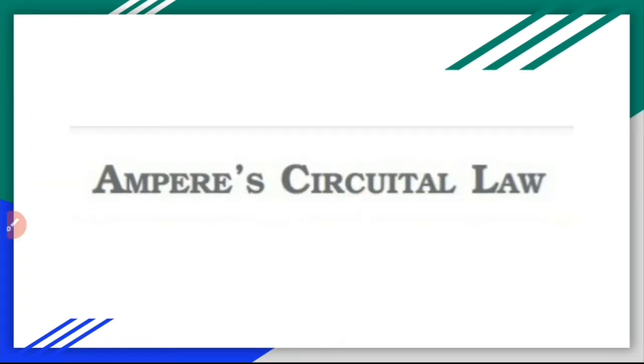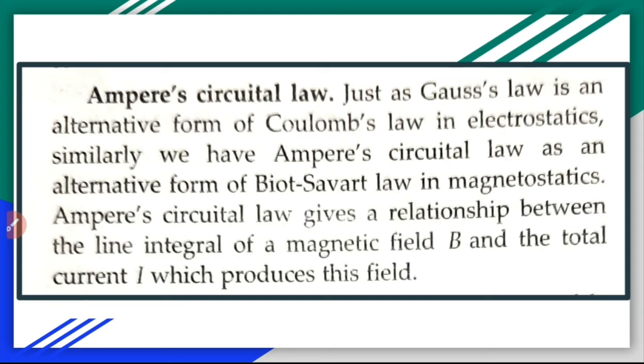Now coming to the next topic, that is Ampere's Circuital Law. Ampere's Circuital Law is just like Gauss's law in electrostatics. We know Gauss's law can be used to find electric field due to different continuous charge distributions, where we cannot use Coulomb's law. In the same way, in magnetostatics, instead of Biot-Savart law, we can use Ampere's Circuital Law in simple form in many situations. That's the role of Ampere's Circuital Law in magnetism.